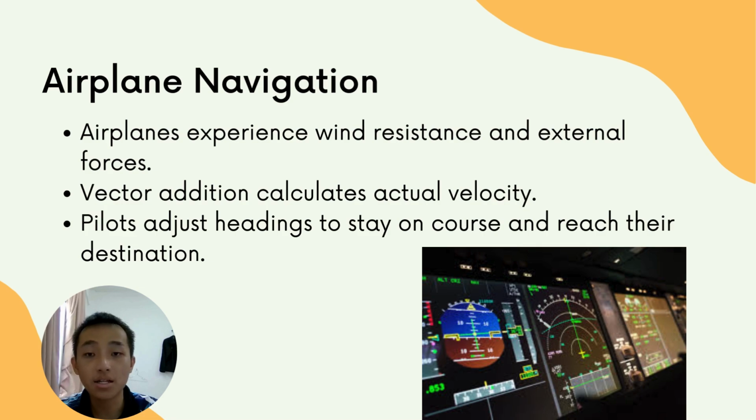pilots use vector addition by adding the airplane's velocity vector and the wind's velocity vector. They can determine the actual velocity of the plane relative to the ground. This helps pilots adjust the plane's heading accordingly, ensure that it stays on its intended flight path, and reach its destination safely.